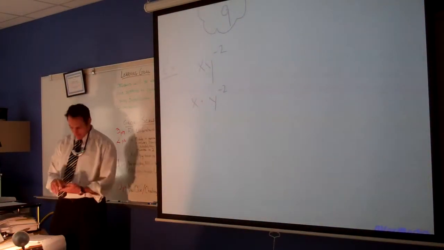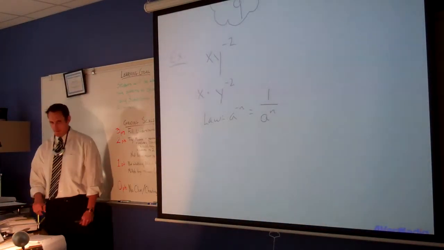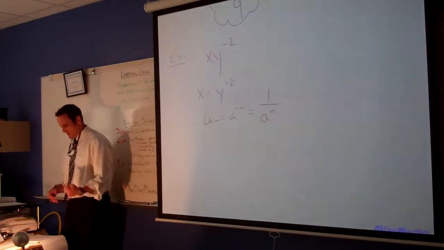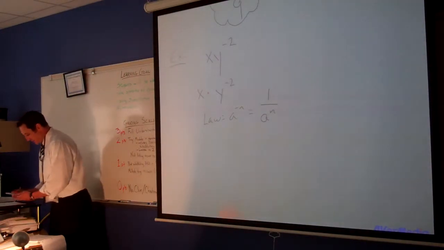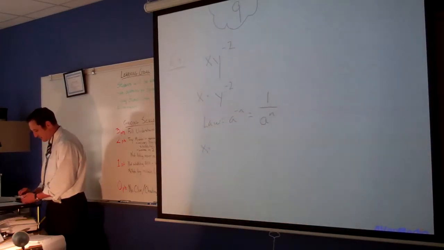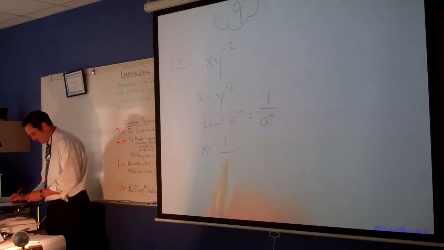And so from there we can apply the law. And the law states, anything raised to the negative power keeps it positive, we just move it to the bottom and make the power positive. So it doesn't change the sign, it moves it down to the bottom. So what we have here is then x times 1 over y to the positive 2.